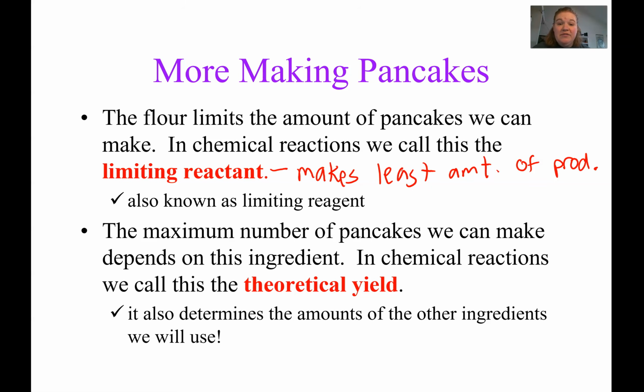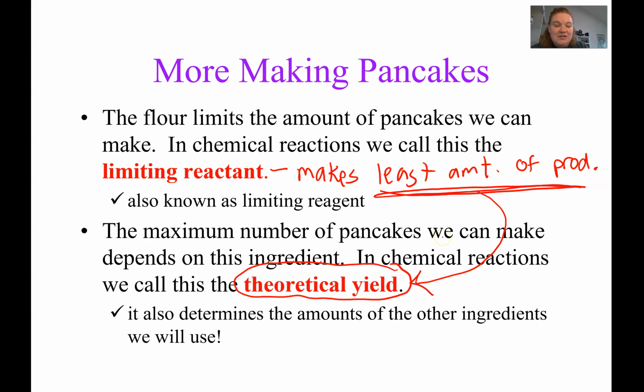Now that amount is the most pancakes we could possibly make. So the 3 cups of flour allowed us to make 15 pancakes, and that's the most we can make because the flour runs out. That amount is called the theoretical yield. So the theoretical yield is this amount of product that the limiting reactant tells us that we can make. So 2 more terms, and then we're going to do some math with this.